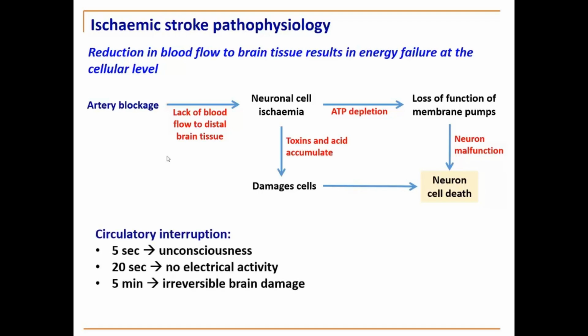So what's actually happening? As we've said, with circulatory interruption, 5 seconds can lead to unconsciousness, 20 seconds to no electrical activity in that area, 5 minutes, irreversible brain damage in that area. So strokes are very, very serious and need to be dealt with very, very quickly. We'll next look into hemorrhagic stroke.